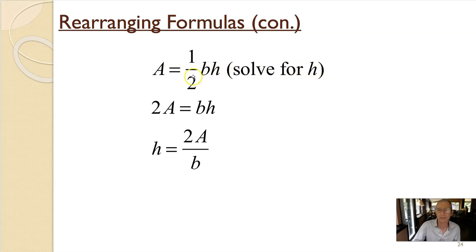Well, here we know that multiplying by 1/2 is the same as dividing by 2. So we're just going to multiply the A by 2 on this side. And here we've got b times h, so we're just going to divide by b, 2A over b. Right? So here, this is a double application of the multiplication division property. So h is twice the area divided by the base. So if we know these, we can find h.